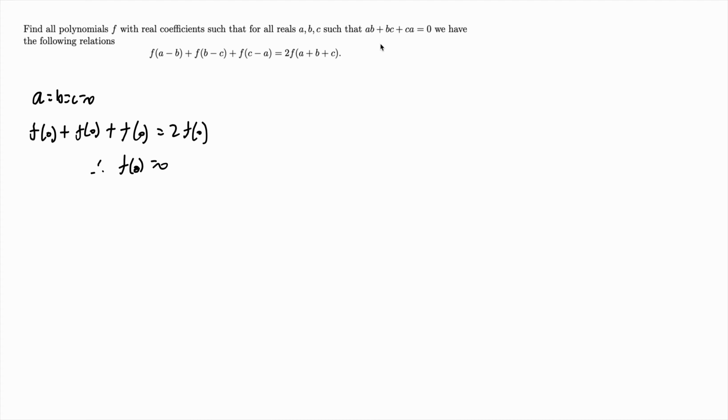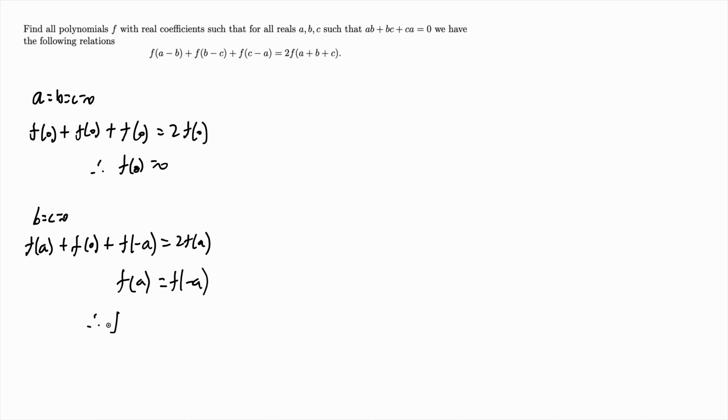Okay, and the next thing that we can do is let b equal c equals 0. Then a can be anything. So in this case, we have f(a) plus f(0) plus f(negative a) equals 2 times f(a). This cancels out, and when we move this, we have f(a) equals f(negative a). Therefore, f(x) is even.